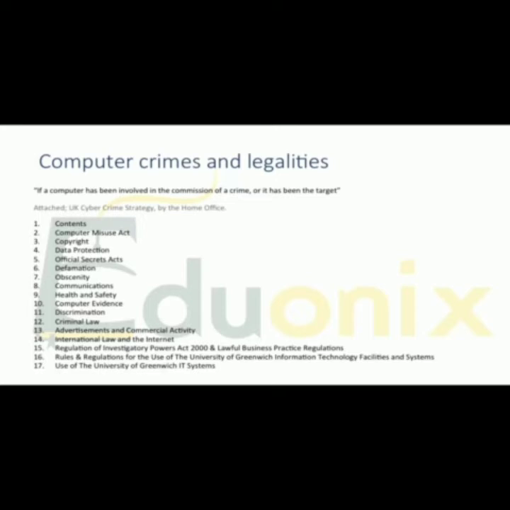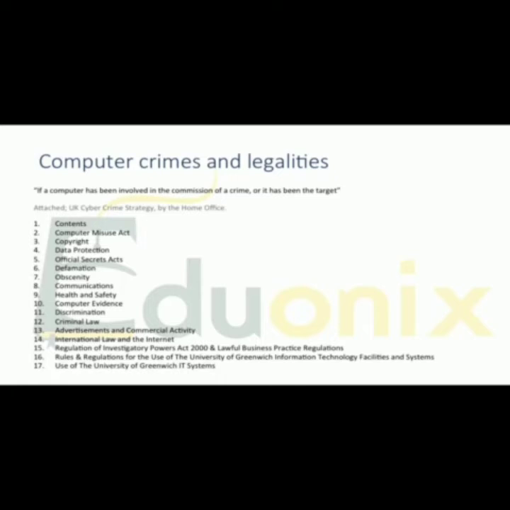You've got Contents, Computer Misuse Act, Copyright, Data Protection, Official Secrets Act, Defamation, Obscenity, Communications, Health and Safety, Computer Evidence, Discrimination, Criminal Law, Advertisements and Commercial Activity, International Law and Internet, Regulation of Investigatory Powers Act 2000 and Lawful Business Practice Regulations, Rules and Regulations for the use of University of Greenwich Information Technology Facility and Systems, yes, that is actually a legislation, and use of the University of Greenwich IT systems as well.